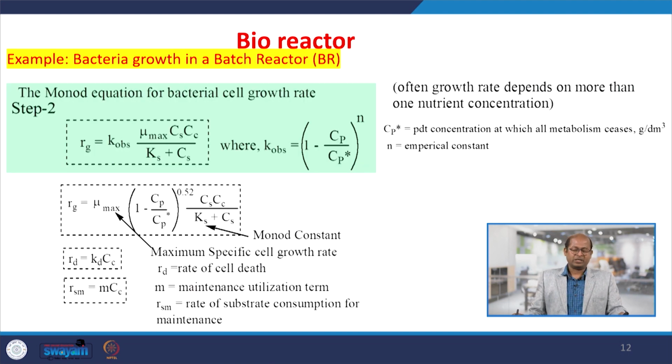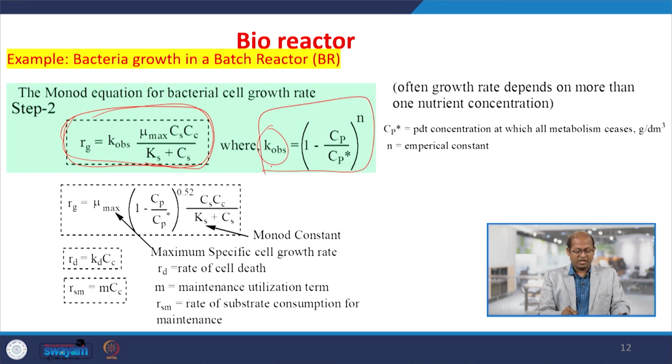And a few additional data are also given. In the Monod equation for bacterial cell growth, the rate Rg equals K observed times mu max times Cs times Cc divided by Ks plus Cs, and K observed equals this. So, we can substitute that here. Okay. Then the equation would become this.